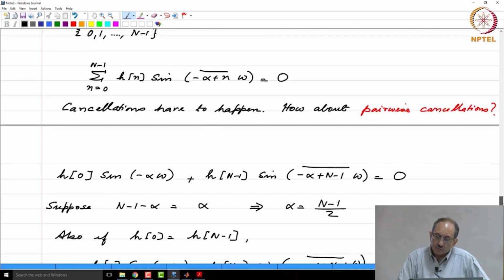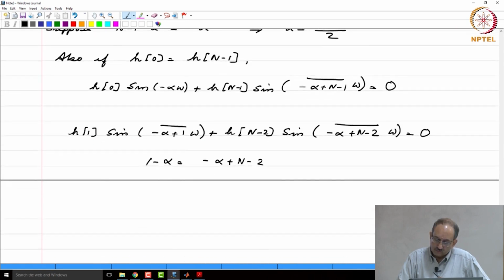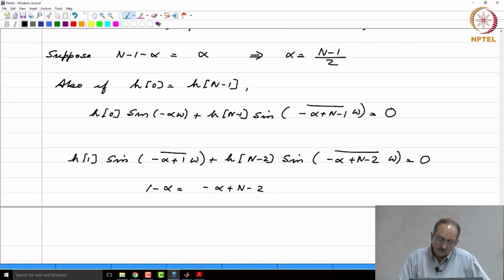Minus alpha plus n minus 2, I should put n equal to 1 and then n minus 2, right. So, minus alpha plus n, so here I have put n minus 2 and here I have put alpha to be 1. I want them to have... oh yeah, so this is alpha minus 1, sure enough.